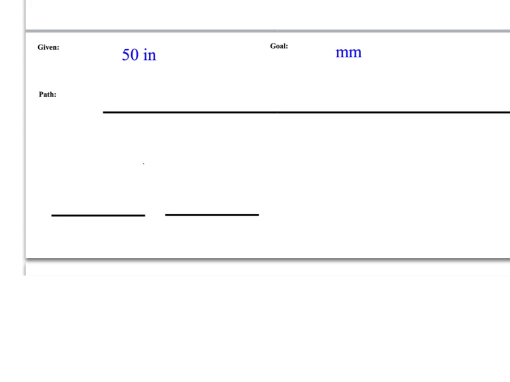Let's take a look at another problem. In this problem, what we are trying to do is convert 50 inches into millimeters. This one's a little bit more difficult because when you take out the green sheet and you look at the length section, because inches and millimeter both measure length, you'll see that there is no conversion from inches to millimeters. So we have to be a little more creative.